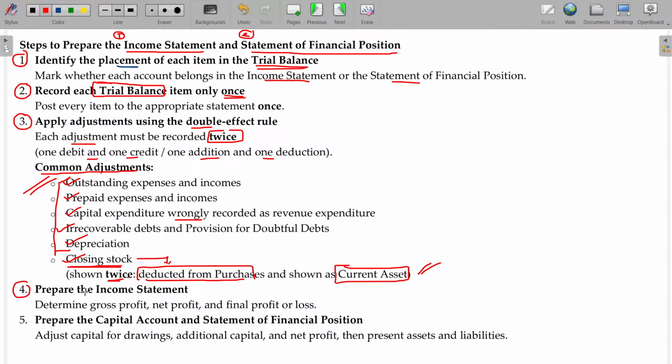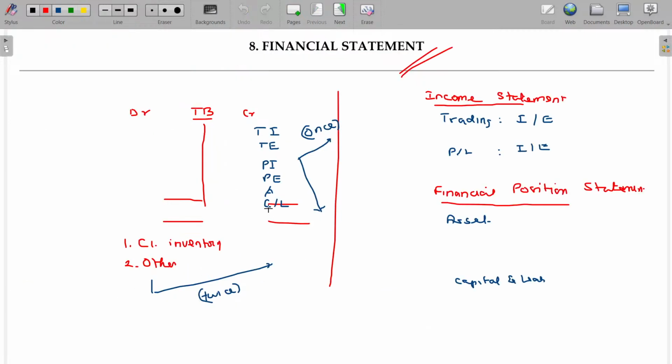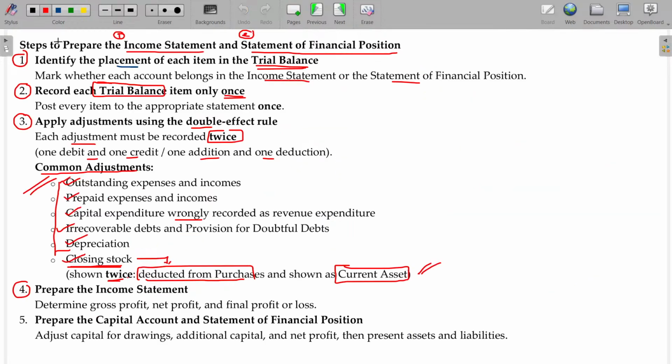And the fourth step, prepare the income statement. By preparing the trading account, you will get the gross margin, gross profit. And by preparing the P&L account, you will get the profit for the year. This profit will be transferable to the owner's fund, the capital fund. So here determine gross profit, net profit, and the final profit or loss.